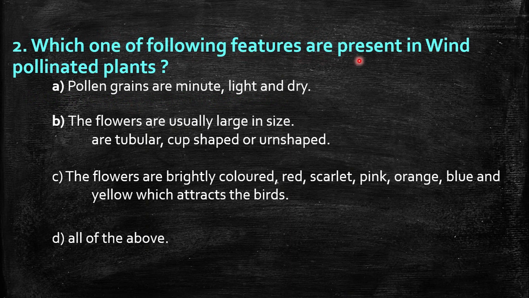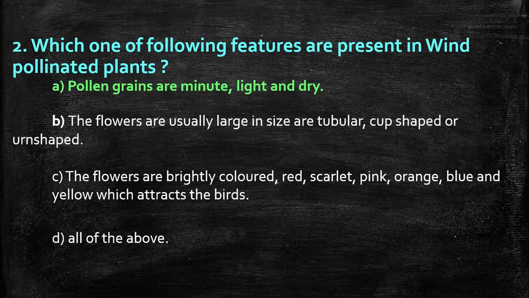Which one of the following features is present in wind pollinated plants? A. Pollen grains are minute, light and dry. B. The flowers are usually large in size, tubular, cup-shaped. C. The flowers are brightly colored, red, scarlet, pink, orange, blue, and yellow, which attracts the birds. D. All of the above. The answer is A, pollen grains are minute, light, and dry.